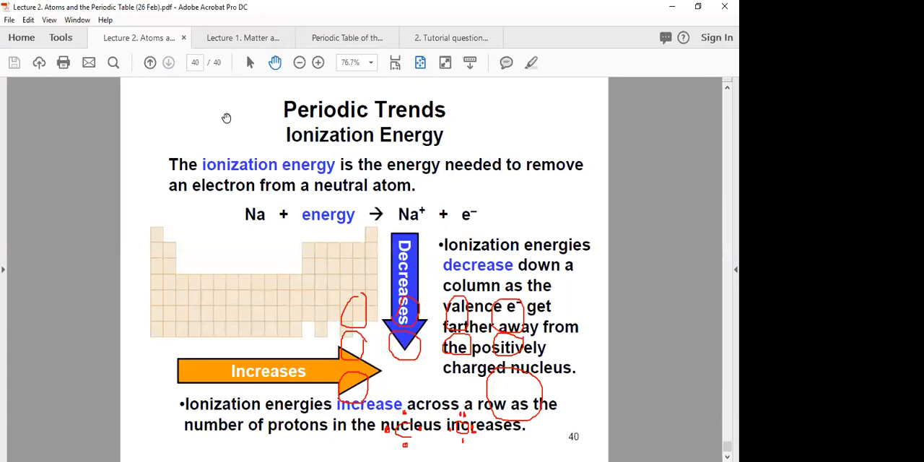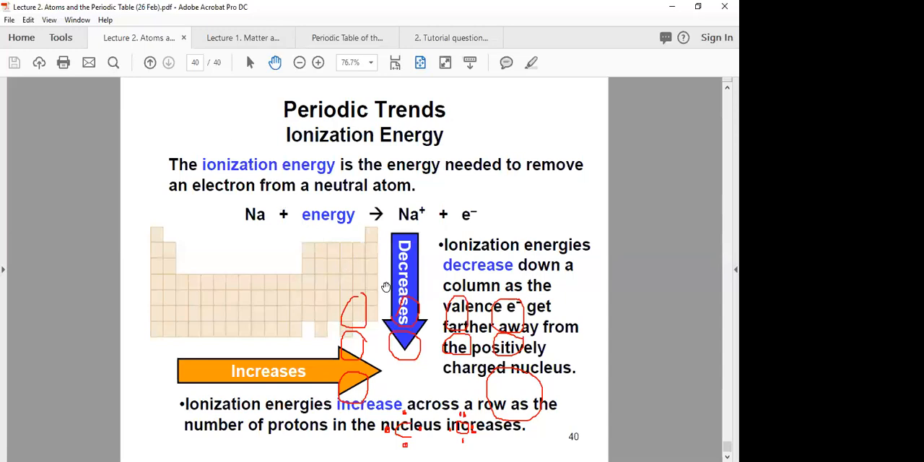Ionisation energy for a given atom is the energy needed to remove one of its electrons. And we'll talk about this in a lot more detail next week. So if it takes a lot of energy to remove one of the electrons, then that particular atom has a very high ionisation energy. If it's very easy to strip one of the electrons off, it has a low ionisation energy.